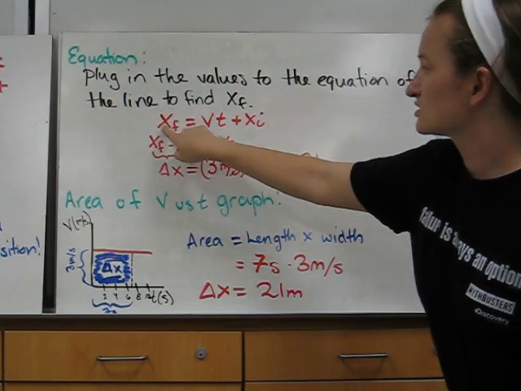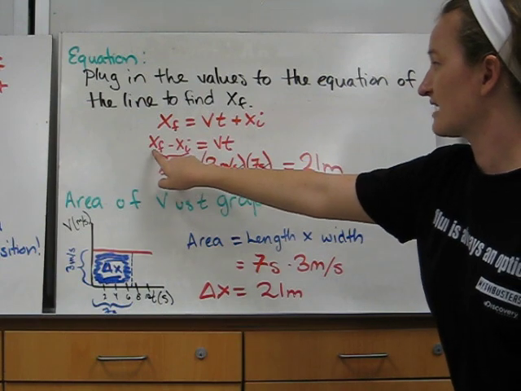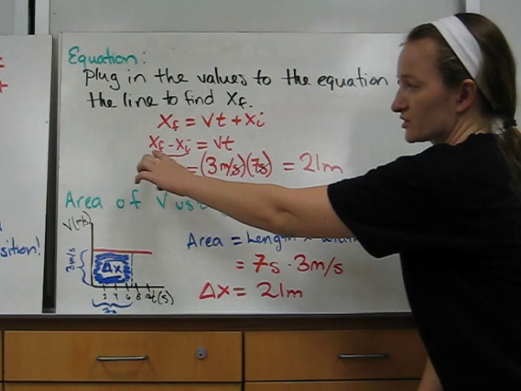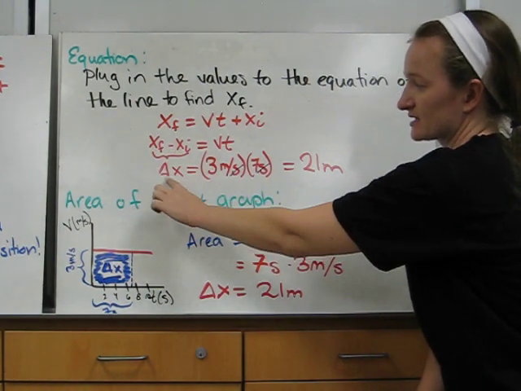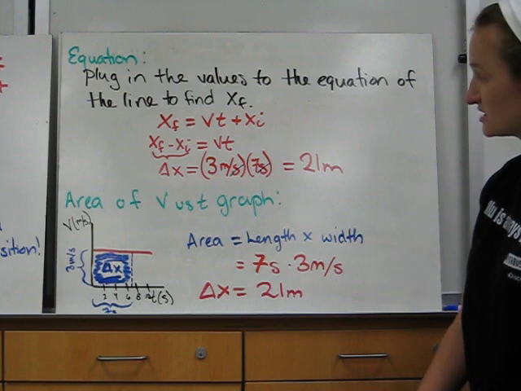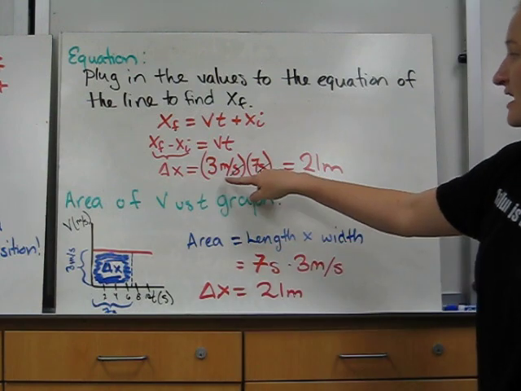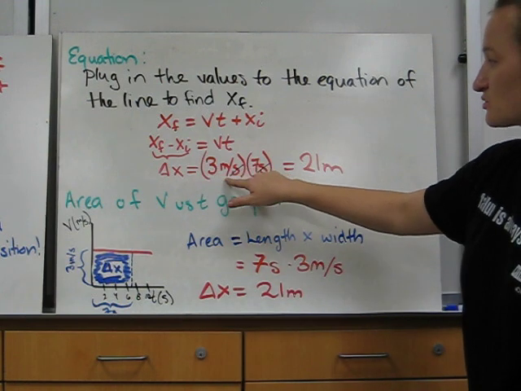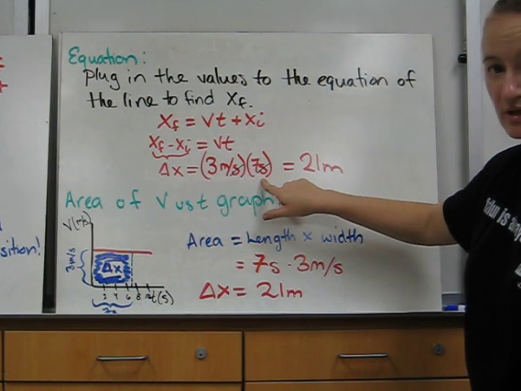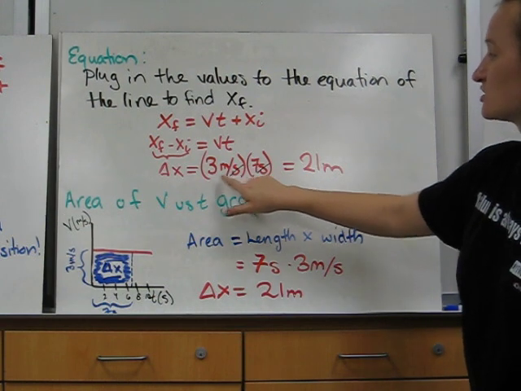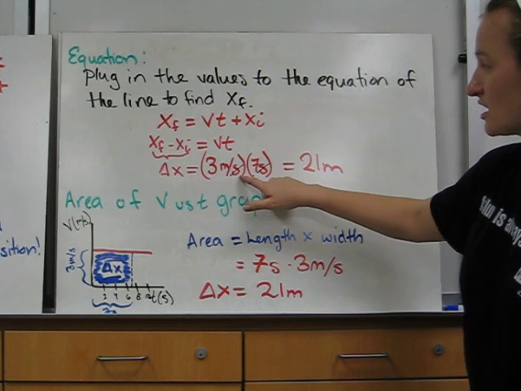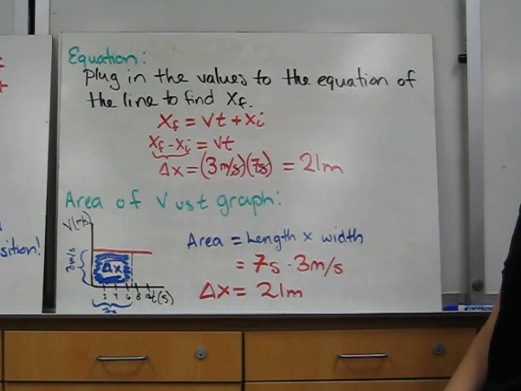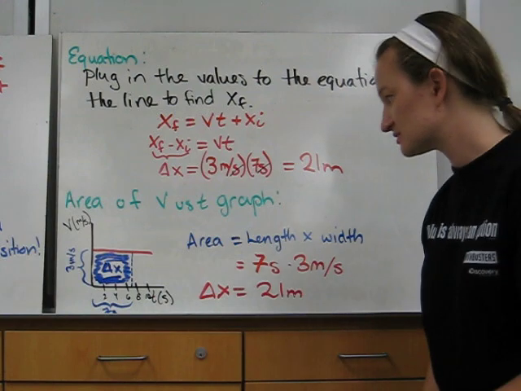We can just move this to the other side by subtracting. So we have x final minus x initial equals vt. And of course, you should recognize that x final minus x initial is the total change in position, or the displacement. So all we have to plug in is our velocity times our time. In this case, our velocity was 3 meters per second, and we wanted to know what the displacement was at 7 seconds. So we would multiply. The seconds here is on top, the seconds here is on the bottom, so they cancel, and we get our displacement is 21 meters.